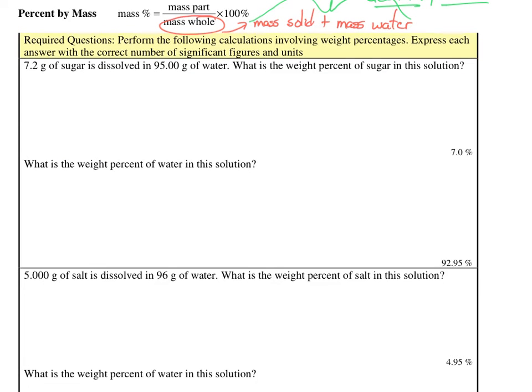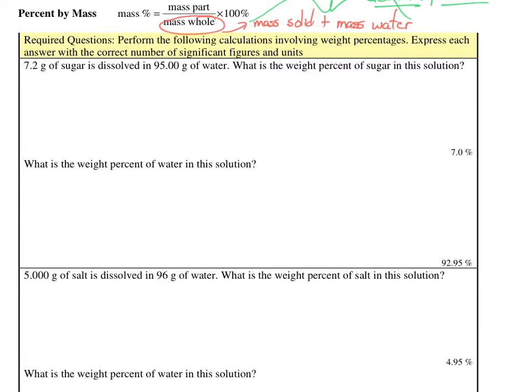Another common error is to not pay attention to whether or not you're asked for the percent by mass of the solid, the dissolved material, or if you're asked for the mass percent of the water. Either one of these could be on your quiz, so you need to pay close attention to whether or not you're asked for percent by mass of the solid. It's usually a sugar or a salt, or if you're asked for percent by mass of the water.